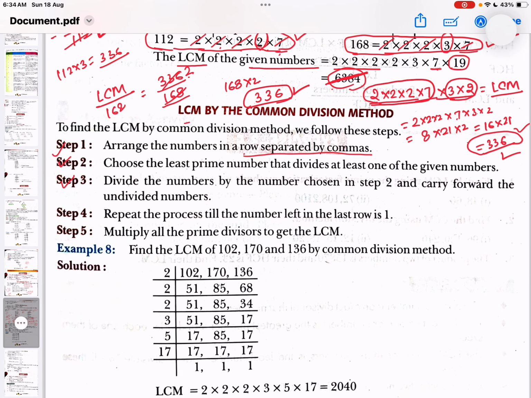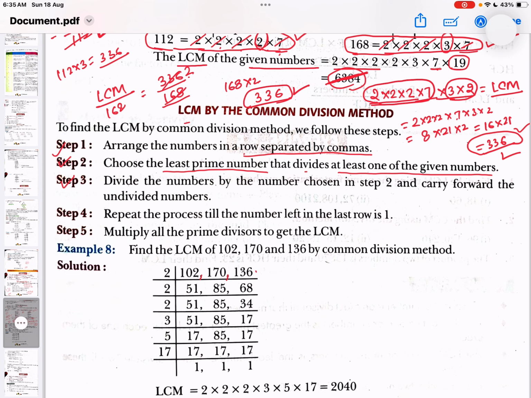Okay. First, whatever numbers you have been given, 2 numbers, 3 numbers, 4 numbers, the count would be at least more than 2. So you have to arrange them. Either ascending or descending, it doesn't matter, the order doesn't matter, because you will see further that there is no concern for order, but they have to be separated by commas, like this. Second step, choose the least prime number that divides at least one of the given numbers.